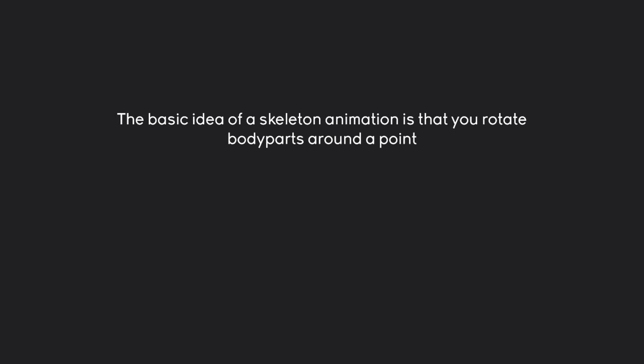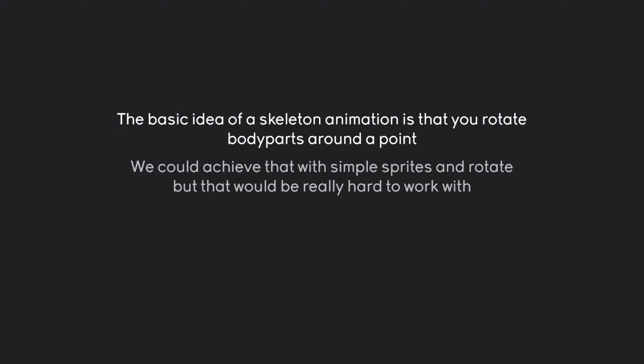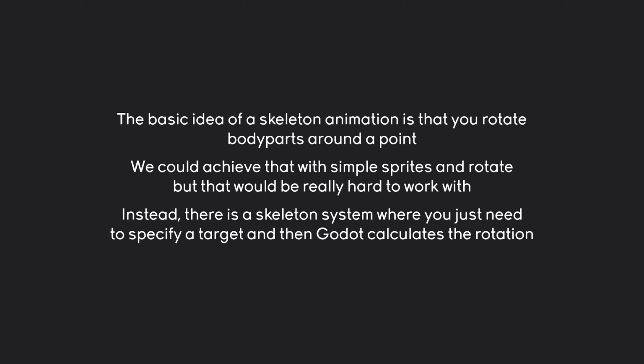That being said, the basic idea of a skeleton animation is that you rotate the body parts around a focal point. This is something we can already achieve with sprites and the rotate property. Unfortunately, that would be incredibly difficult to work with. A complex skeleton simply has way too many parts to make this feasible. Instead, there is a whole skeleton system that we are going to explore in this part, and this makes all of this significantly easier. Basically, you specify in the end a target point, and then Godot calculates all of the rotations.